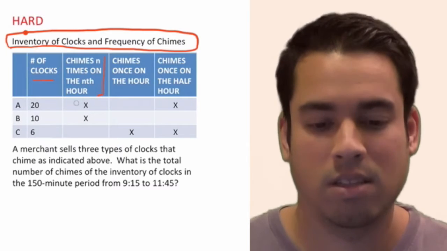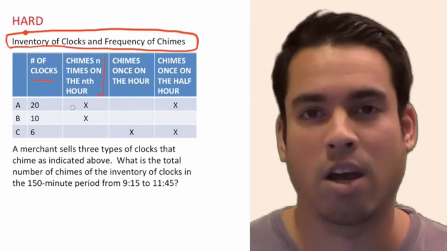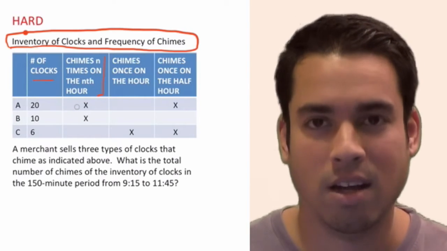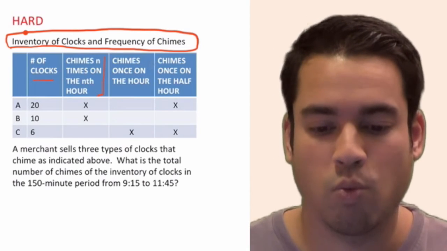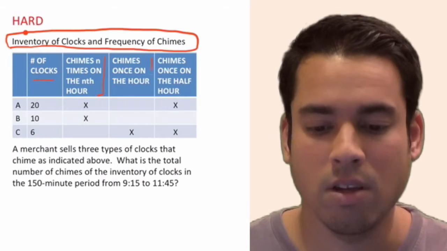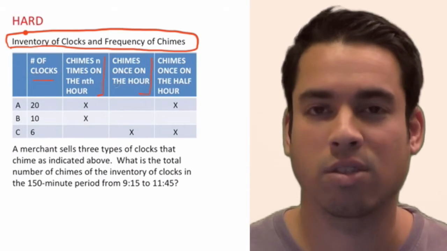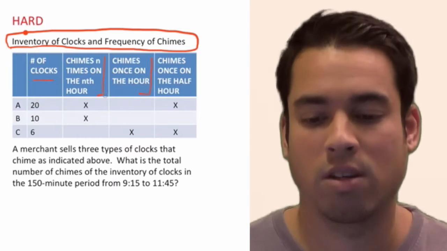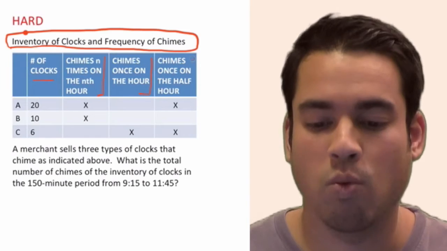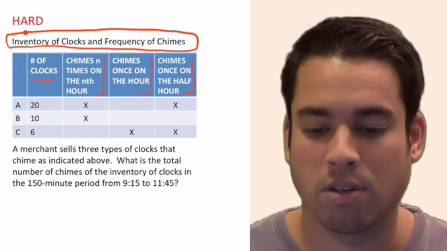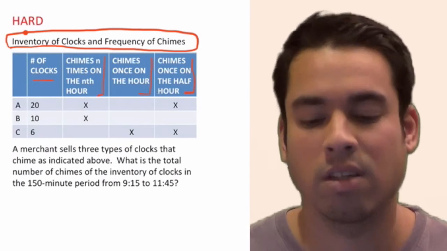What I think that means is, let's say it's 8 o'clock. So that's the 8th hour, and it's going to chime 8 times, right? So at 10 o'clock, it's going to chime 10 times, and so on. Chimes once on the hour. That's a little bit easier. Each hour, kind of like those big clocks you see in different cities, it's just going to chime one time. And this last category is going to chime once on the half hour. So every half hour at 7:30, 8:30, 9:30, it's going to chime once.